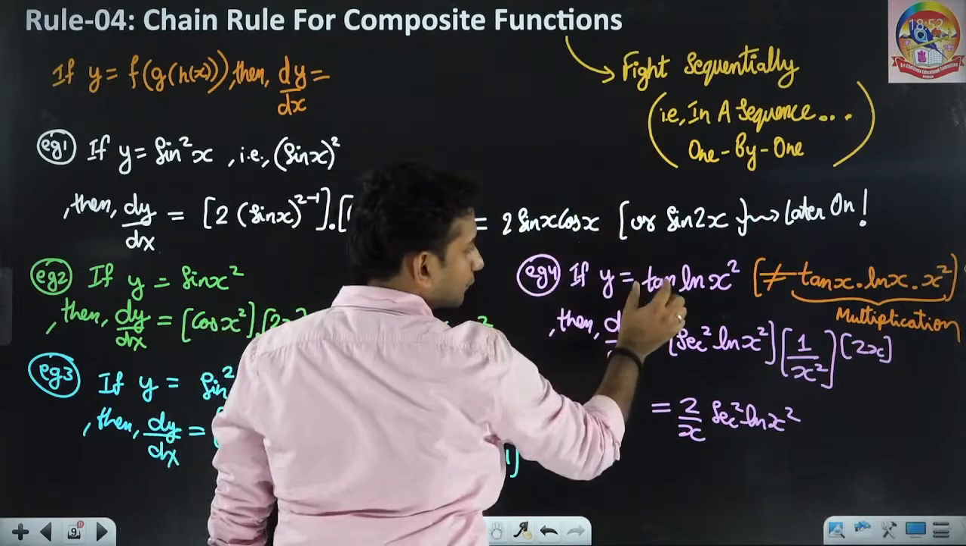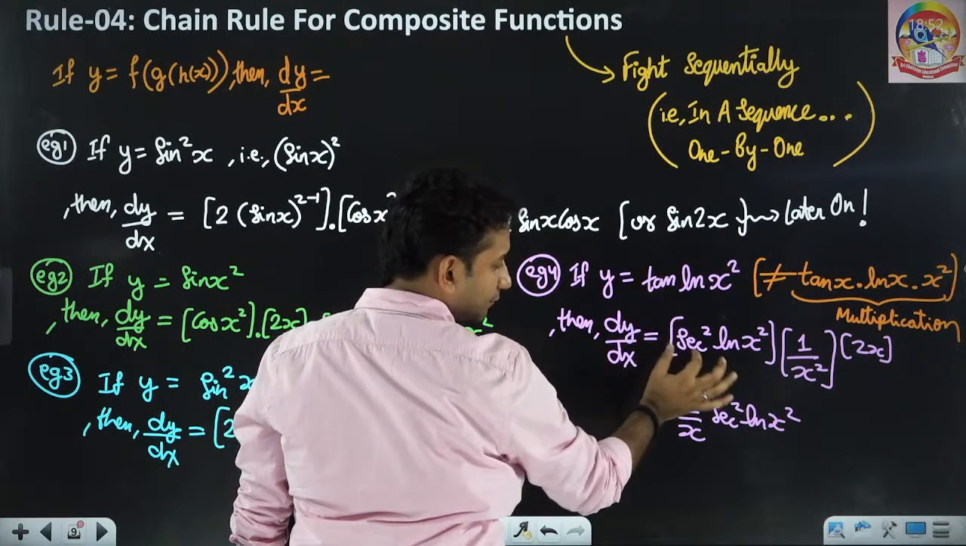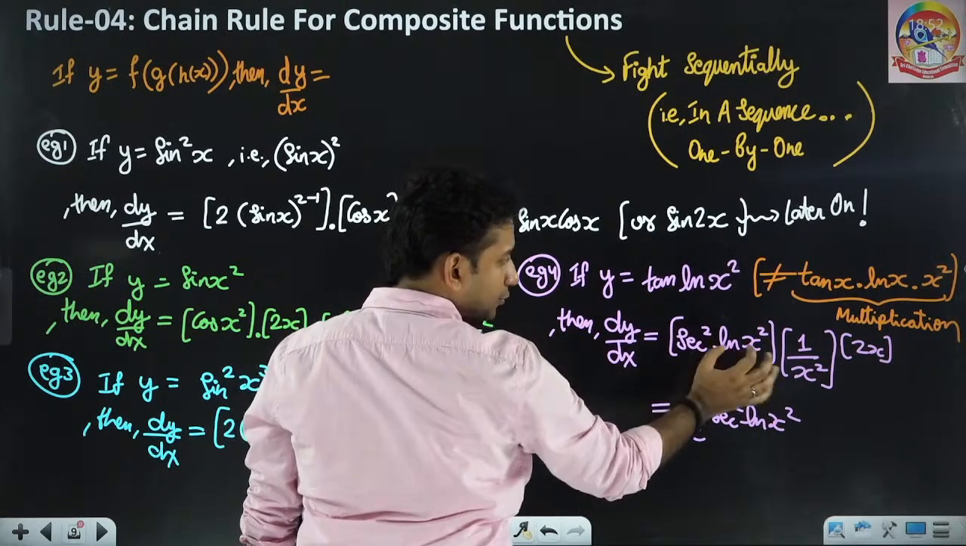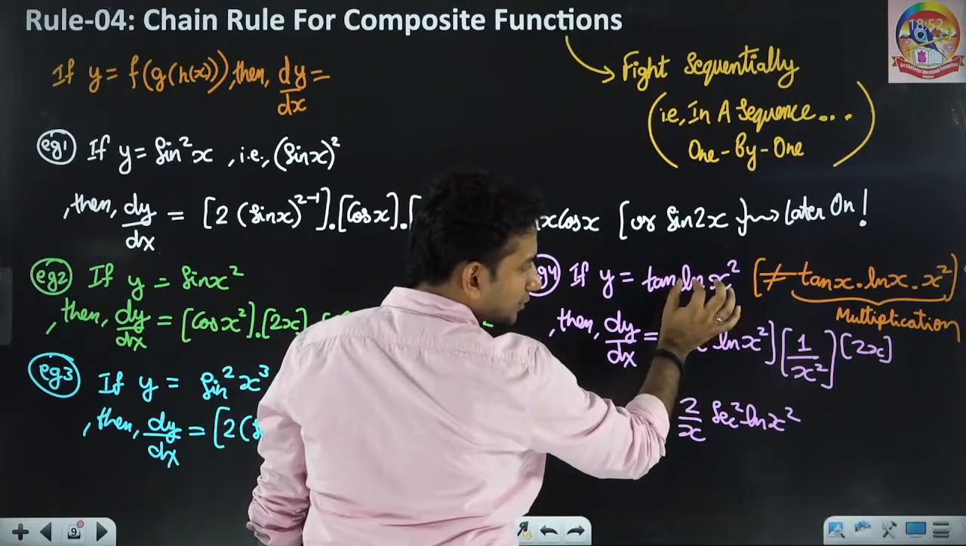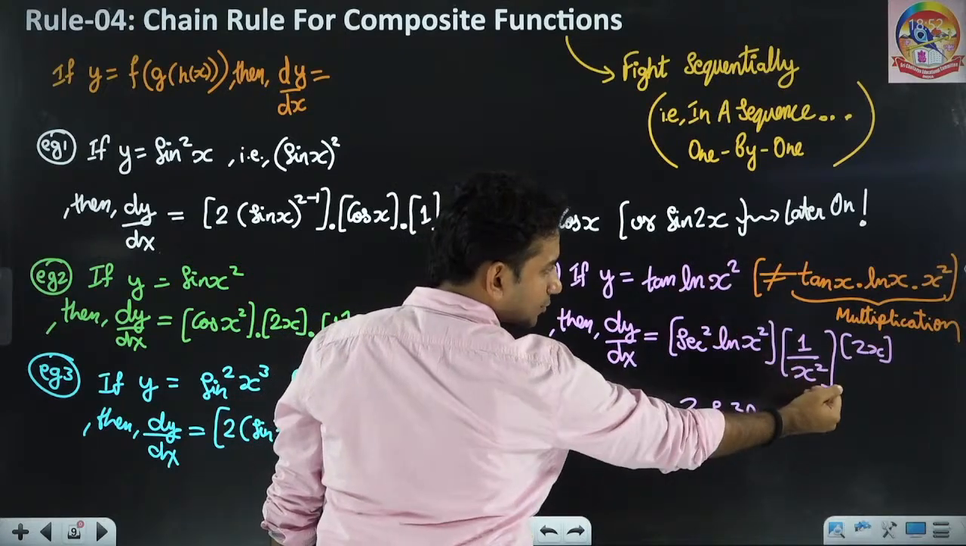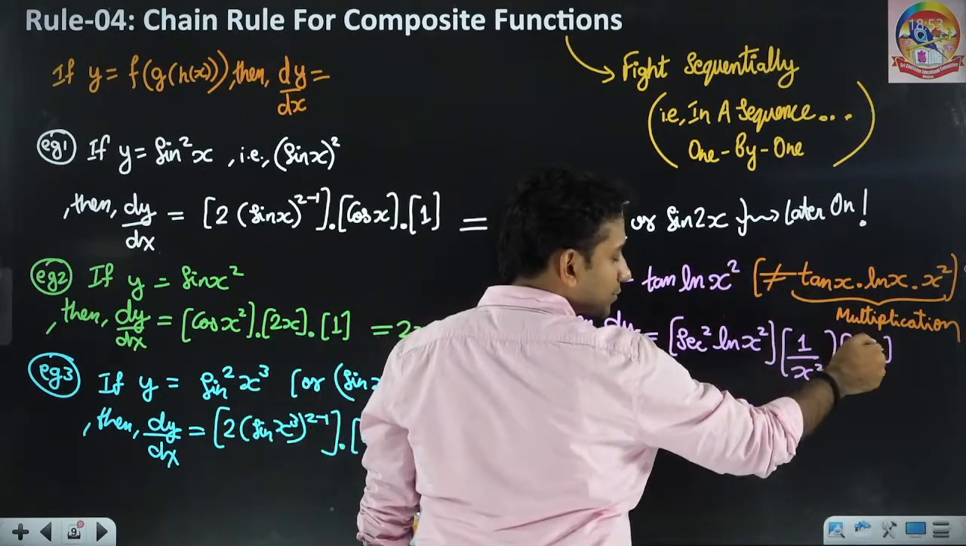Differentiate sequentially, which means differentiate one by one. Differentiation of the first term: the tan function's differentiation is secant square, and the inner functions will be as they are. Then you go to the differentiation of ln x square, that is 1 by x square, and x square will be as it is. And then you differentiate the x square, that is 2x.